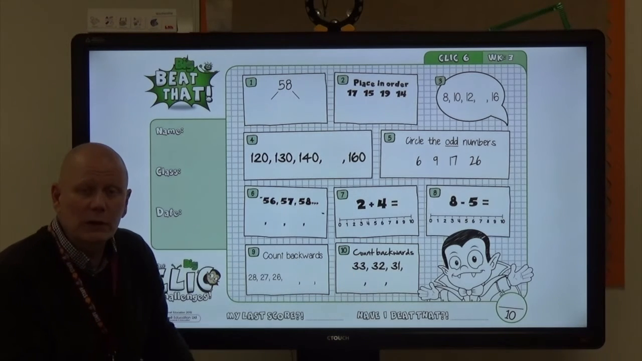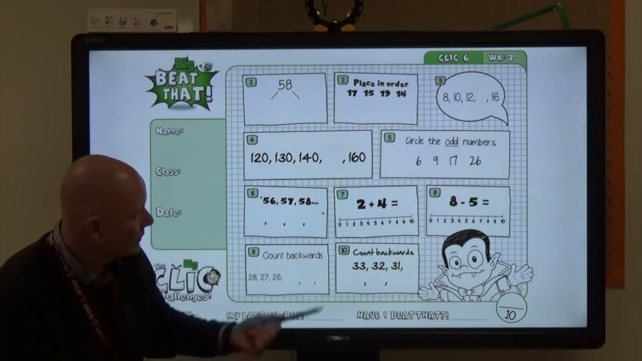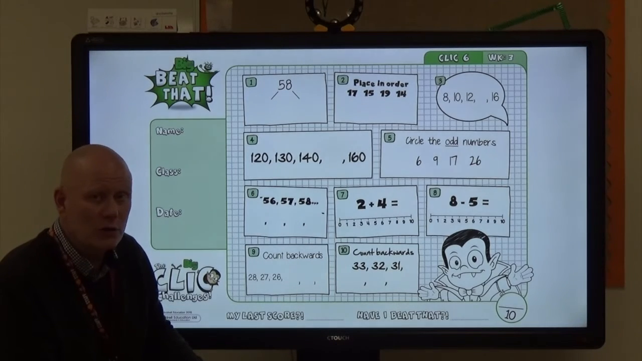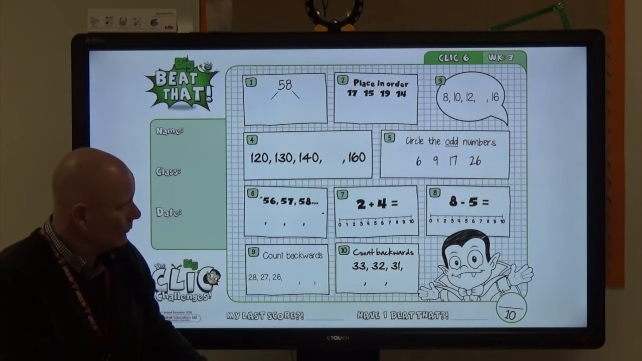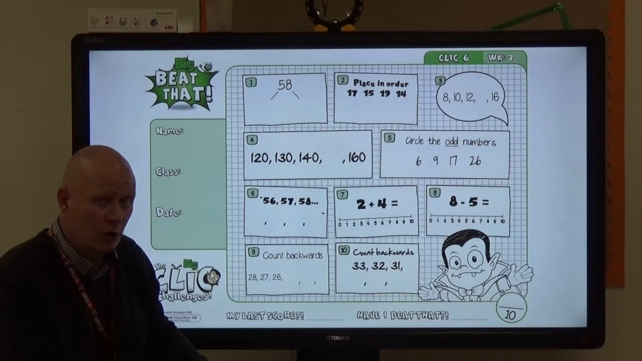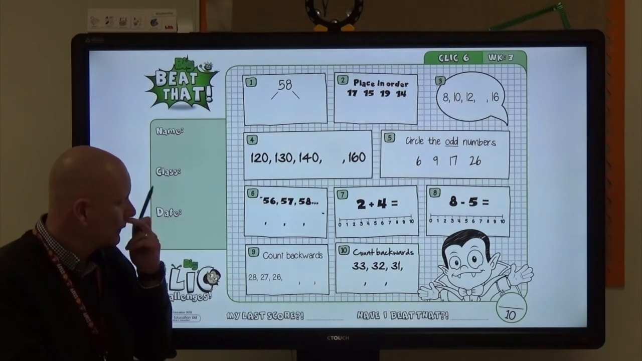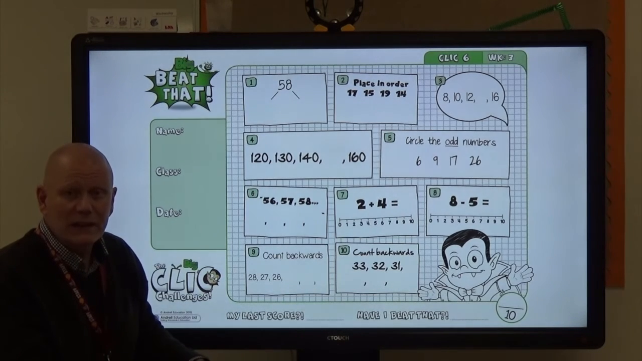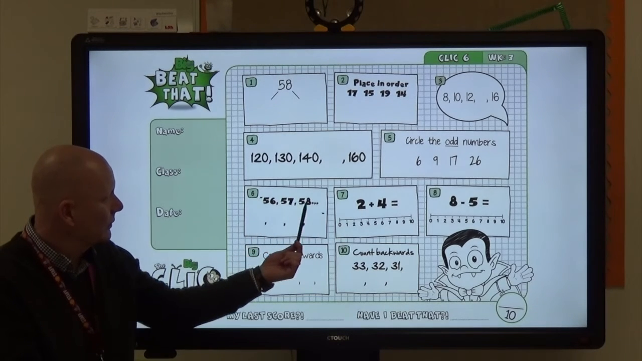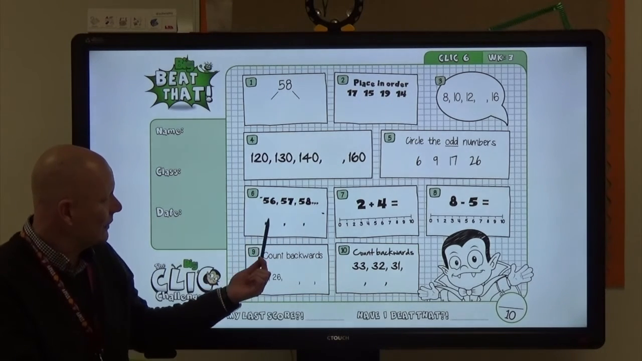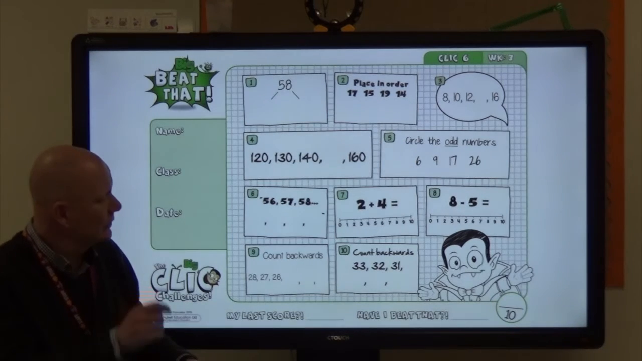Question number 5, here we go, odd or even. Well, this time it's asking you to circle the odd numbers, or in your case, write down the odd numbers. There are 1, 2, 3, 4 numbers there. You need to write down which ones are odd. Okay, number 6 is writing the next 3 numbers in this sequence. Here's the first 3 numbers. You need to write in the next 3 numbers in that sequence.